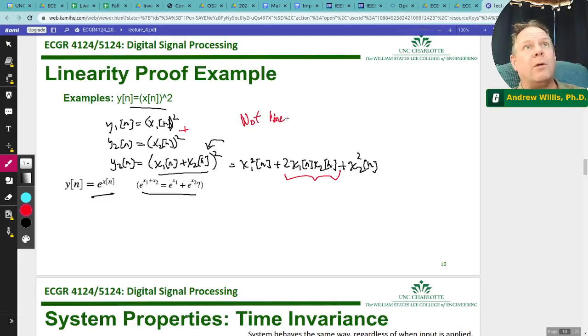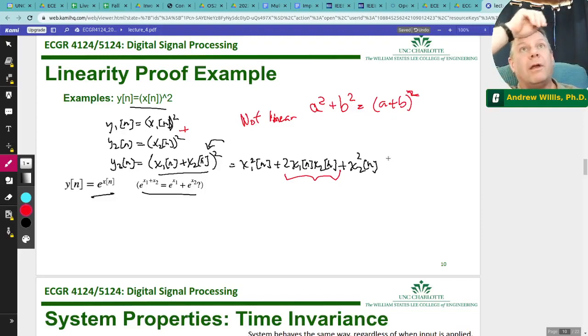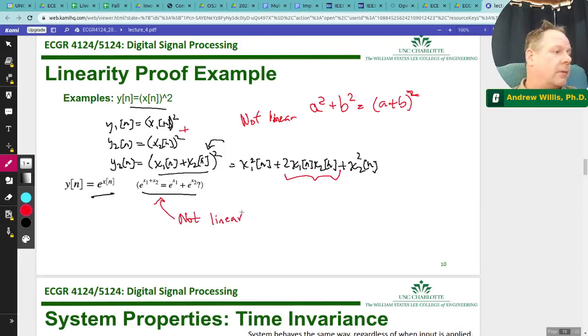And it's kind of like we would ask ourselves the question: is the sum of two numbers squared, is a squared plus b squared, equal to a plus b squared? That's kind of what this question is asking. And in general, for values a and b that are arbitrary, this certainly is not true. We've already solved this. We know that this is not linear, so I'm not going to solve it again here. Any questions? Okay.